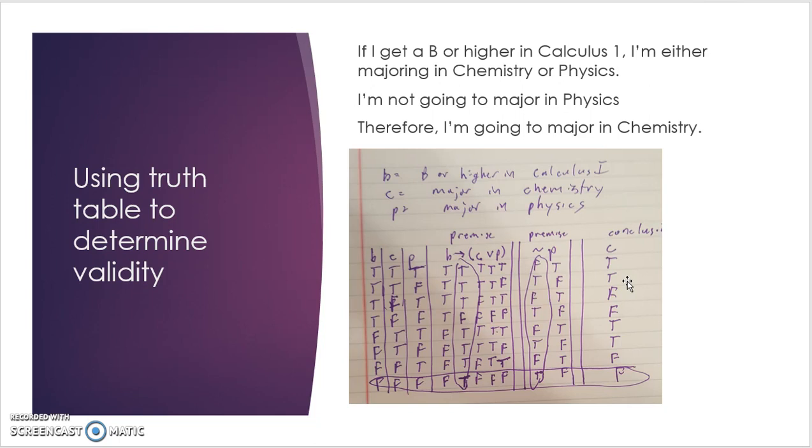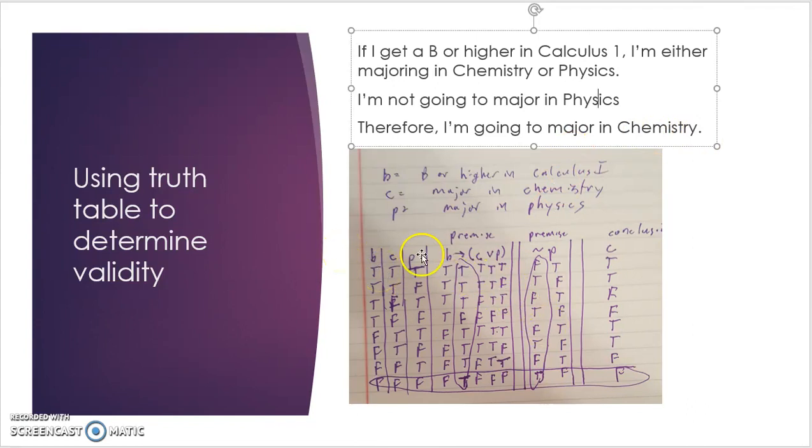If I get a B or higher in Calculus 1, I'm either going to major in chemistry or physics. So this is a guy, or gal, who knows she wants to go into the STEM field, but Calculus 1 is a tough math course, and decides for herself, if I can get a good grade in Calculus 1, I'm going to go into the STEM field. And then later takes a physics class, decides I'm not going to do that. So she says, okay, I'm going to major in chemistry. Now, is this valid or not?